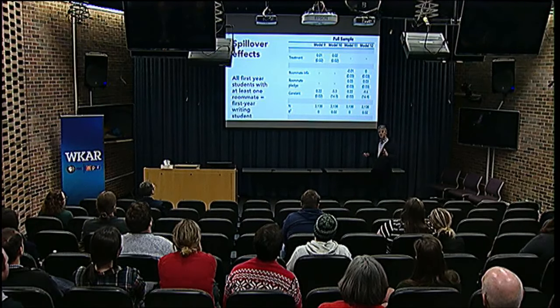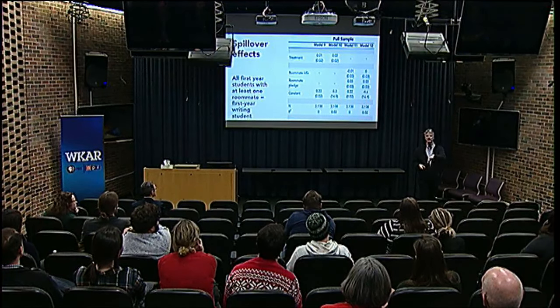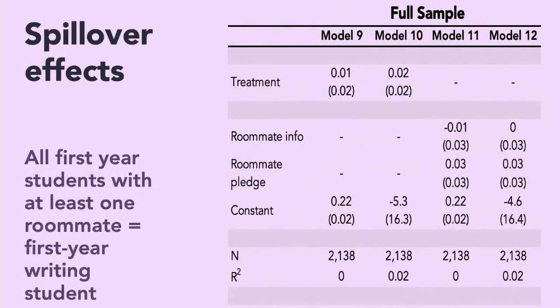What about the roommates? So I'm going to move over to this sample, which is a little bit different. It's everybody who has at least one roommate who was in the first year writing class that semester. So you're included in the sample if you had at least one roommate who took any writing class. Your treatment equals 1 if at least one of your roommates was exposed to a treatment in that writing class. If they were assigned to the treatment, you get a 1 for that variable, 0 otherwise. All right, so here we're looking at the spillover effects. If I had a roommate who was in that treatment class, am I more likely to turn out to vote?